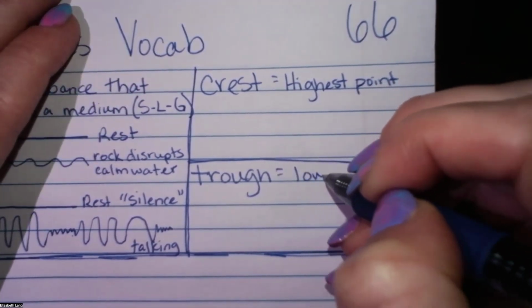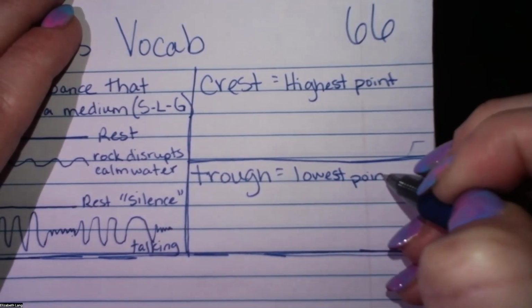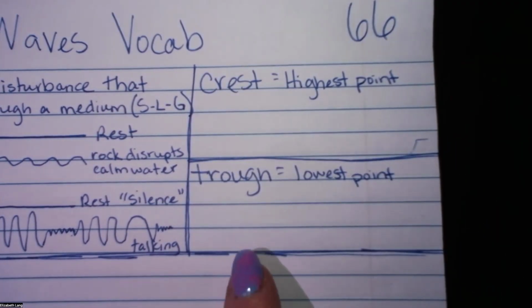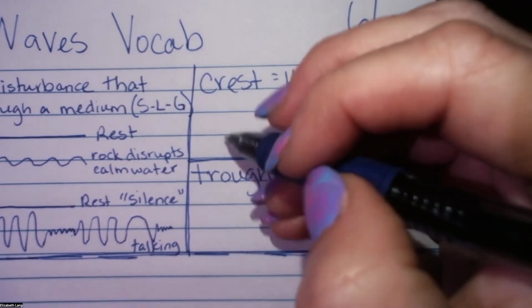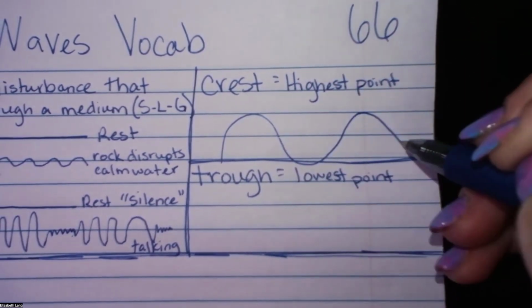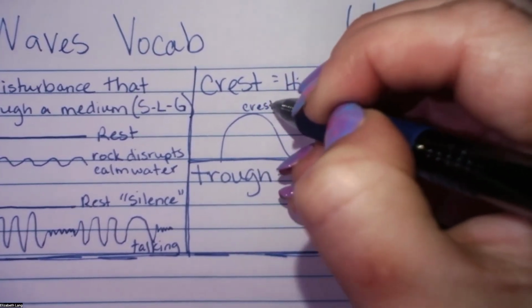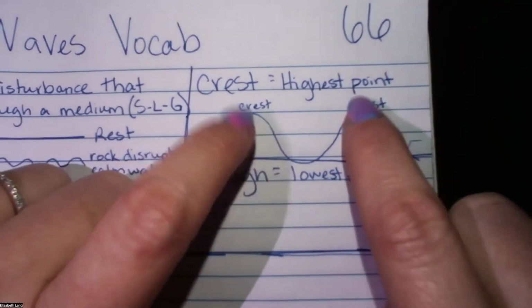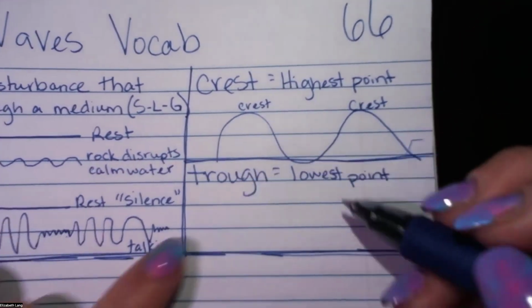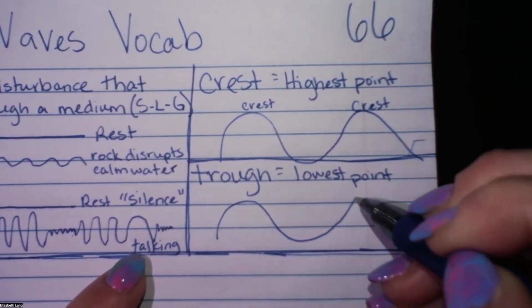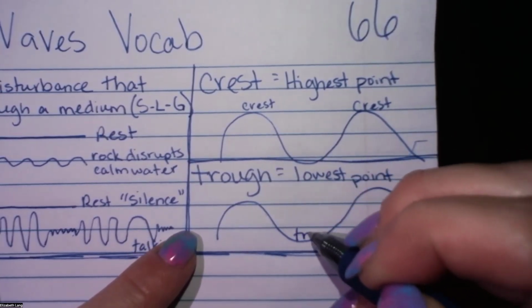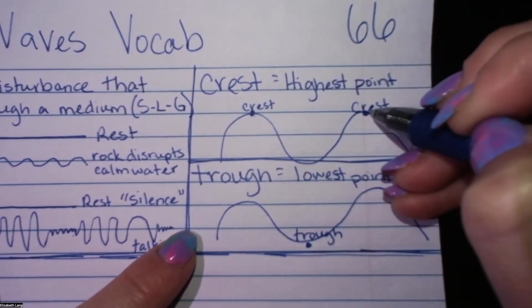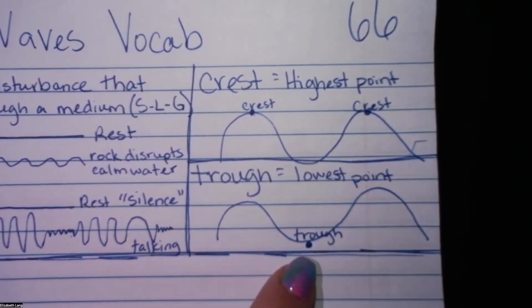Trough is the lowest point. So I've kind of put these as if they are where they would be on a wave. So here's our wave. This is our crest up here. And then this point is our crest right here. So the tallest point, the highest point. And then our trough, this is our trough. Our trough is the lowest point. Here's the crest, and here's our trough. Okay.